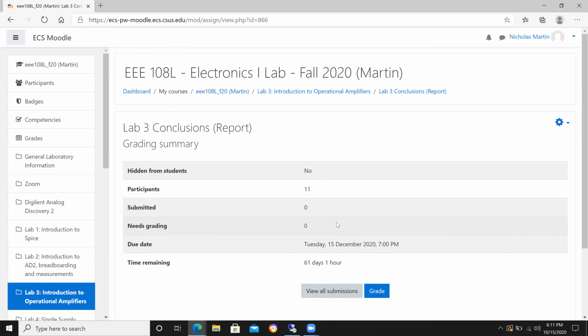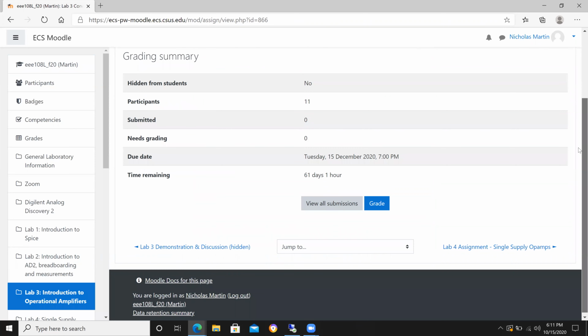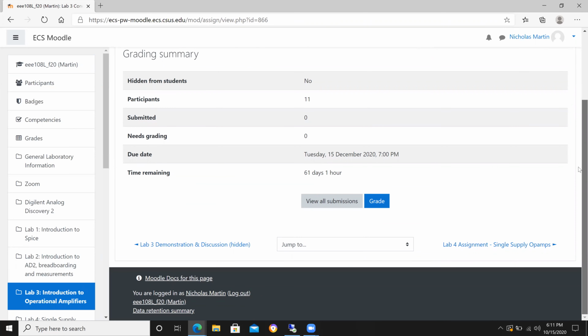So let's see, no one submitted it. Has anyone attempted to submit it through Moodle? Does anyone think they've been successful at doing so? I can't see the submit button either. Okay. Yeah, we can't see any submit button at all. Huh.